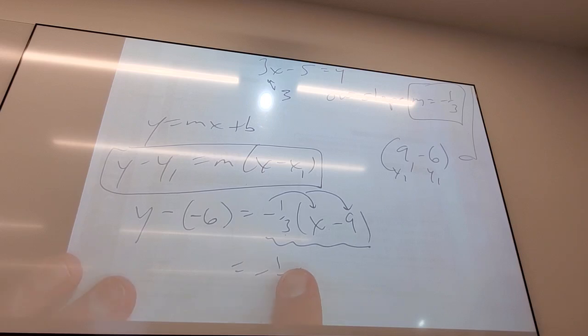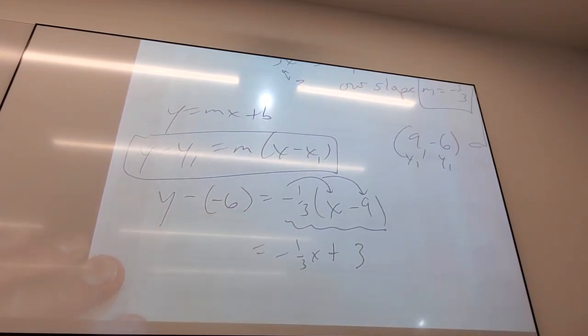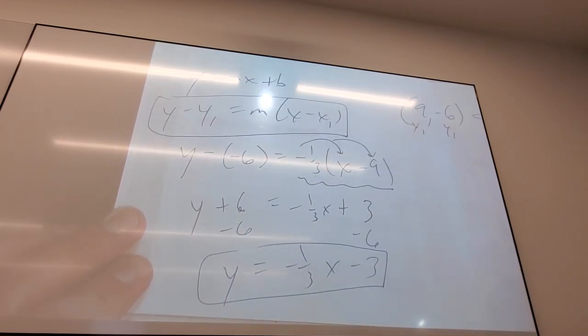What's negative 1/3 times negative 9? Yeah, the negatives cancel. 3 goes into 9 three times. 1/3 of 9 is 3. What's this? Plus 6. So then one step away. Okay.